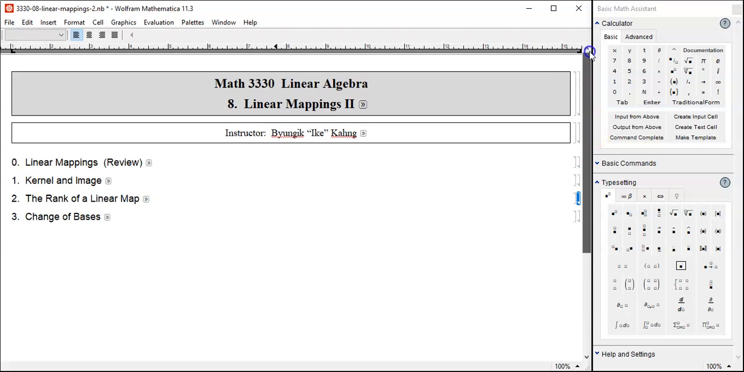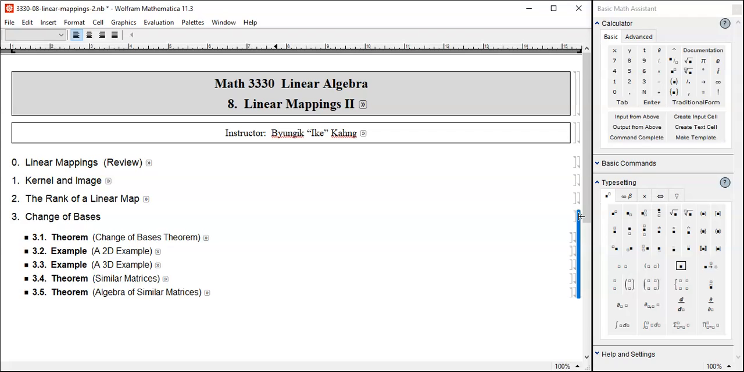The next topic is an optional topic, change of basis. According to our textbook author, this topic is buried in the appendix. So what I'm going to say from this point on is just an optional topic. So you can skip this video. As a matter of fact, it's okay to skip the entire video after the rank theorem.